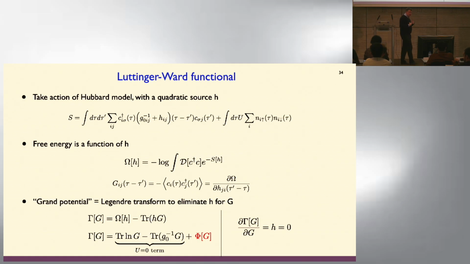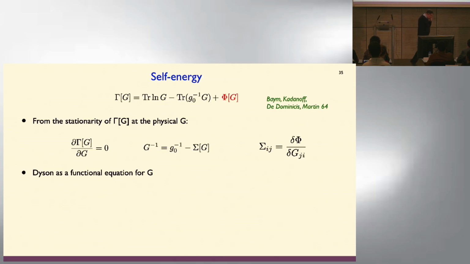And you can build a function gamma, which is the Legendre transform, as you do in thermodynamics, to eliminate h for the Green function. You obtain a function gamma of G, which is, okay, the Legendre transform, which has exactly this form, trace log G plus this term, plus a difficult part here, which you don't know how to compute exactly, which is the Luttinger-Ward functional phi of G. The function here is critical on the physical solution, meaning d gamma dG equal to 0 corresponds to the physical solution. So no DMFT here. This is standard techniques in the many body. You can build these things.